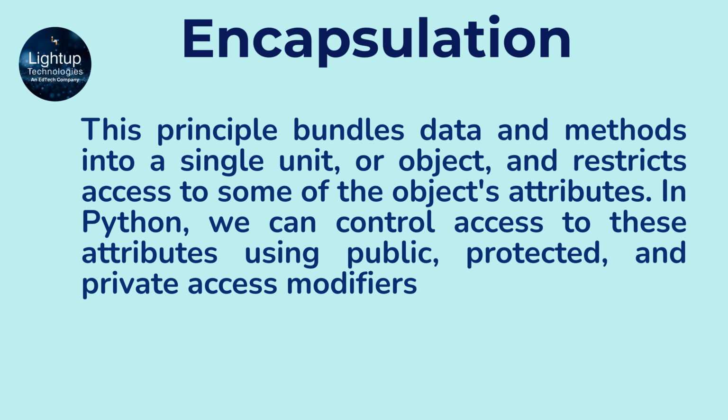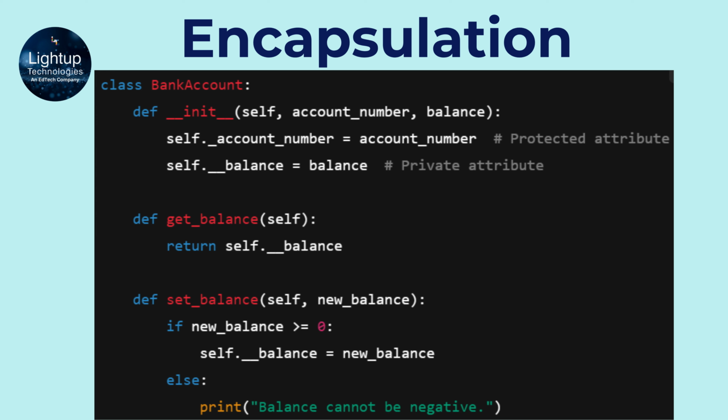Next, let's talk about encapsulation. This principle bundles data and methods into a single unit, or object, and restricts access to some of the object's attributes. In Python, we can control access to these attributes using public, protected, and private access modifiers. Here, the BankAccount class has a private balance attribute, meaning it can't be accessed directly outside the class. We use getter and setter methods to allow controlled access to the balance. This is the essence of encapsulation, protecting an object's state from unwanted changes.